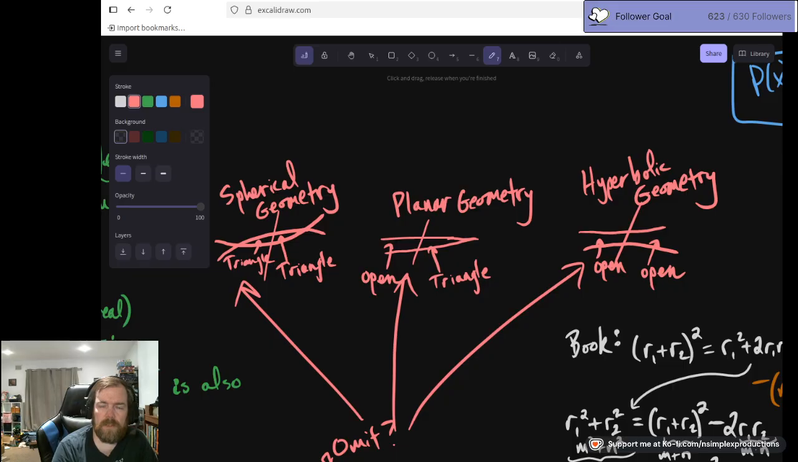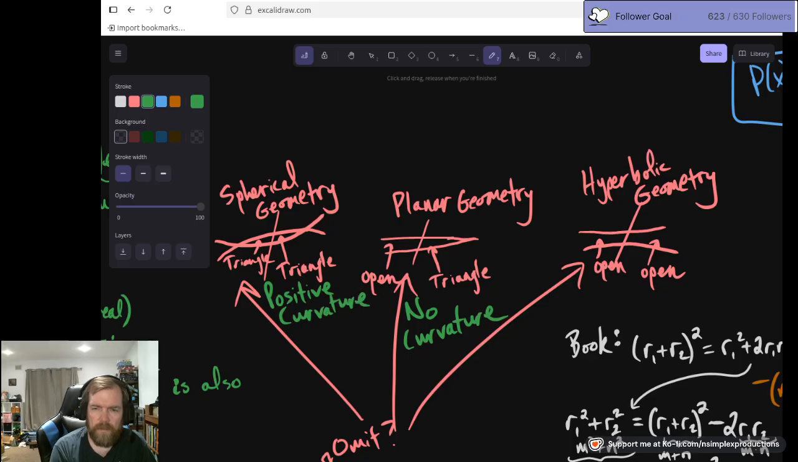Now maybe these are just categories of larger sets. There could very well be other smaller types of geometry that are more specific. But if we're talking very generally, this has no curvature. This has positive, I think, curvature. And this has negative curvature.